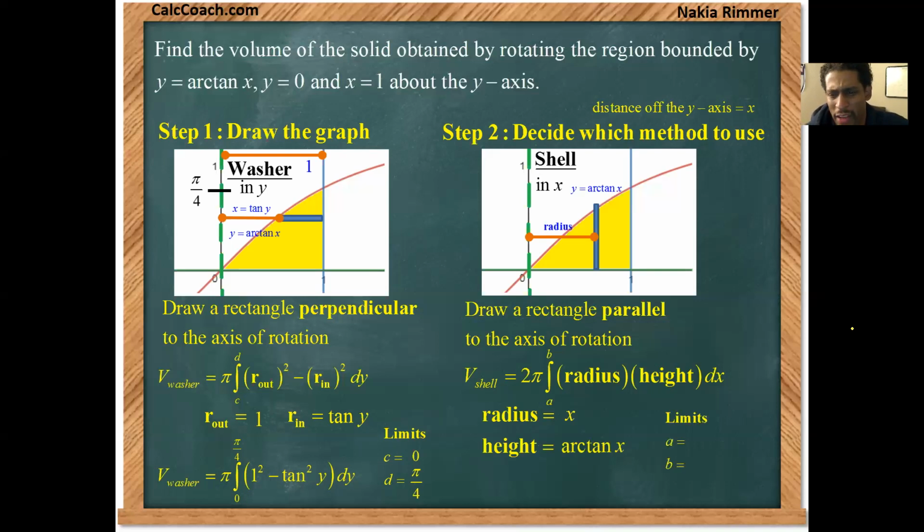What about bounds? Well, you're going to start at 0. You're going to end at 1. Pretty straightforward for these guys. And then we'll plug them into the formula.